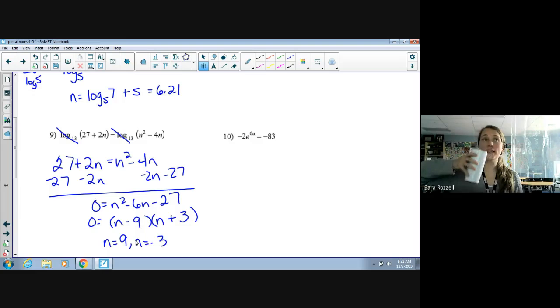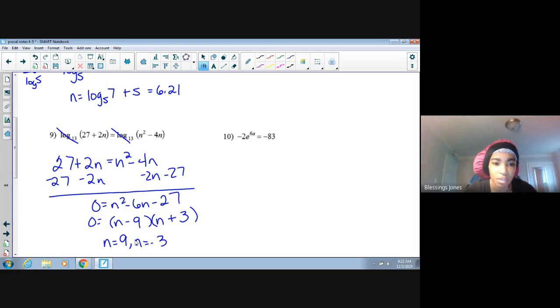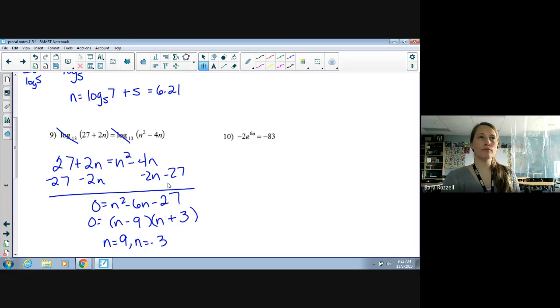I have a question. Yes, Blessings. What did you say about doing that minus 27, minus 2n that you have to do when dealing with squares? Oh, when you have something squared, you just want everything on one side so we can factor it. You have to get 0 on one side, everything else on the other. I just subtracted them, and I lined them up underneath where they would go just so it's easier to add and subtract.